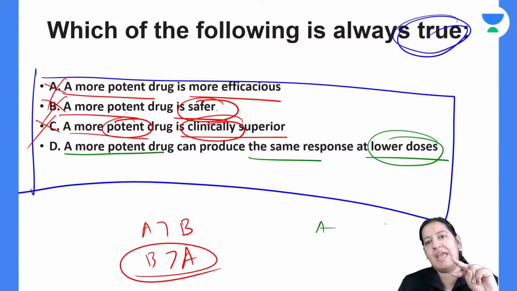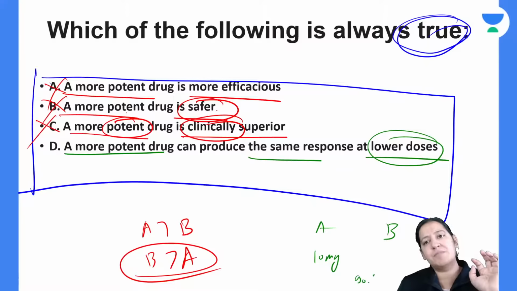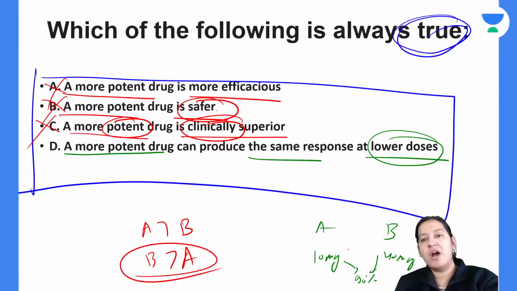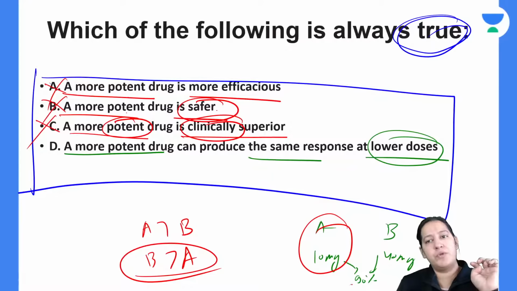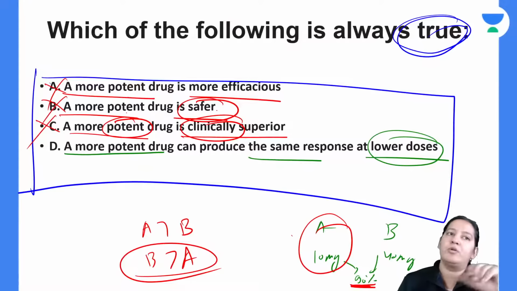There are 2 drugs, drug A and B. Drug A at 10 milligram produces 90% of the response, and the same 90% of the response is produced by drug B also, but at 40 milligram. So who is more potent? The drug which is required at low concentration to produce a particular response is more potent as compared to other drugs. So yes, D is right. So the correct statement is D.